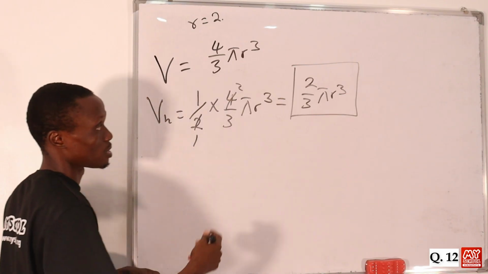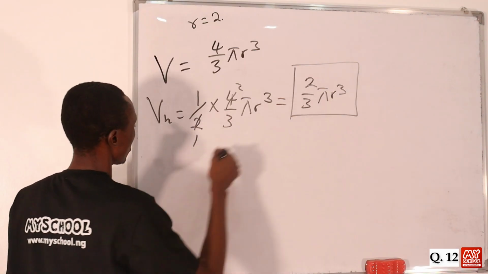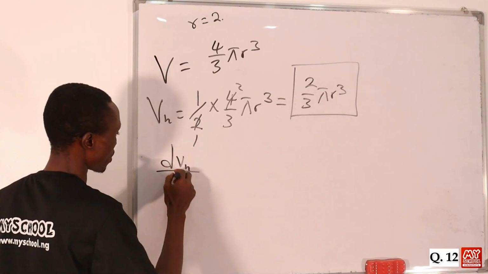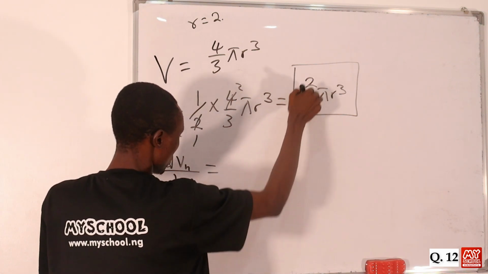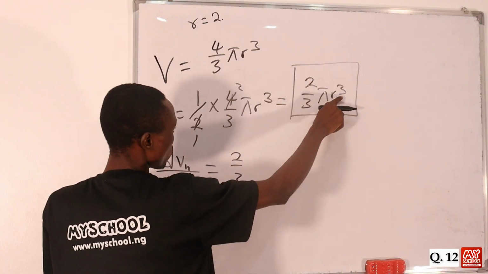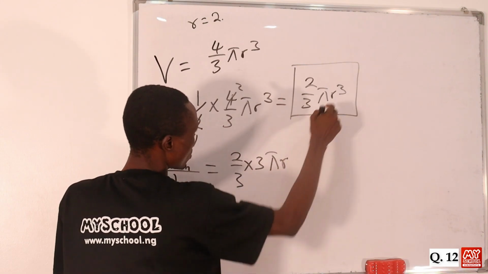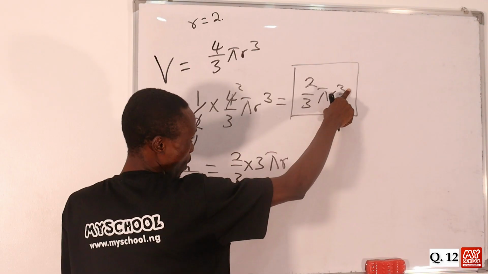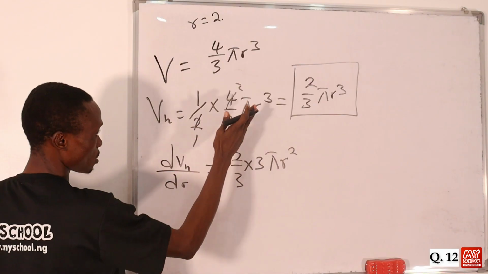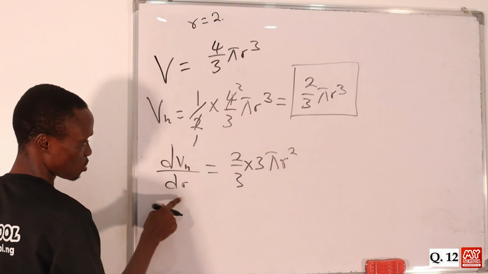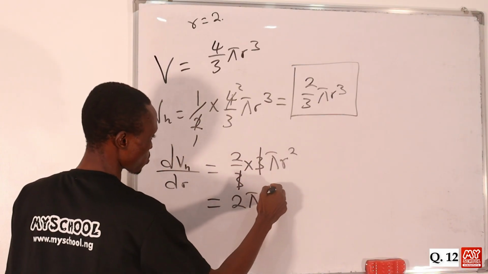Basically, here they are asking us to differentiate the volume of a hemisphere with respect to its radius. So we'll have dVH over dr. If we differentiate, first of all, we'll keep our constant, 2 over 3. Then we use this 3 to multiply the whole thing, so that will be times 3, then pi, then r. Then we subtract 1 from the power of r, which gives 2. So basically, we are done differentiating the volume of the hemisphere with respect to the radius. We cancel out 3, so that we have 2 pi r squared left.